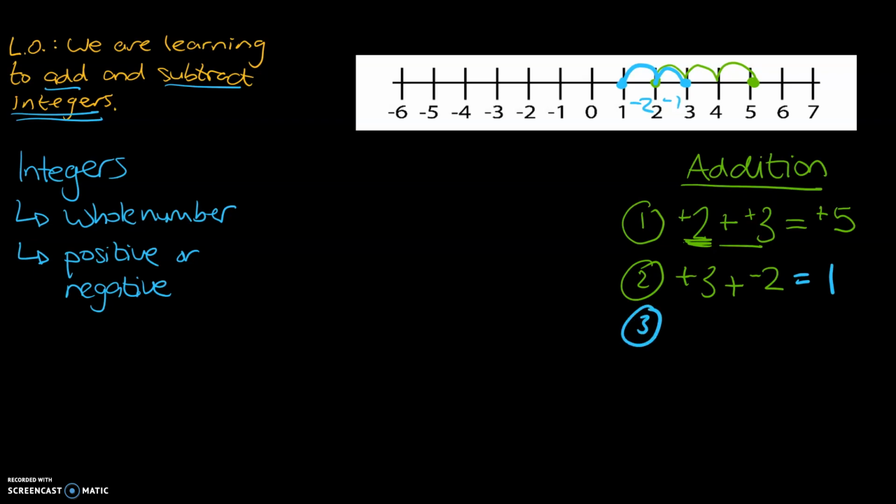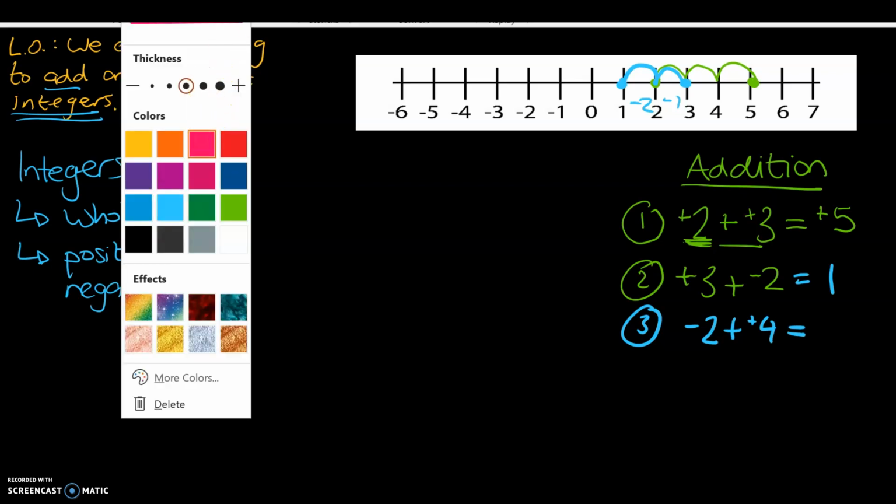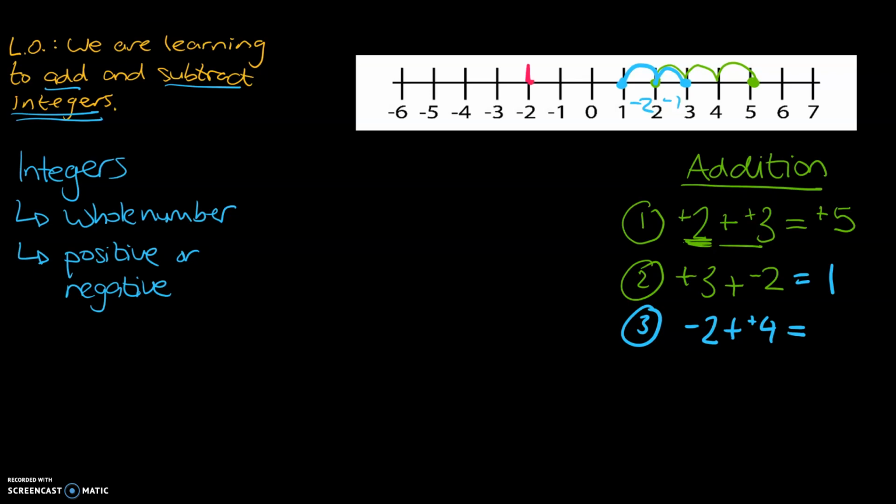Let's have a look at question 3, the third example, negative 2 plus positive 4. This is a similar one. We'll change pen colors so we can see it a bit better on our graph. We've got negative 2, so we're starting just up there. And we are increasing it by positive 4, so we're doing our usual increase. So we're going to go 1, 2, 3, 4. And we finish up at 2.